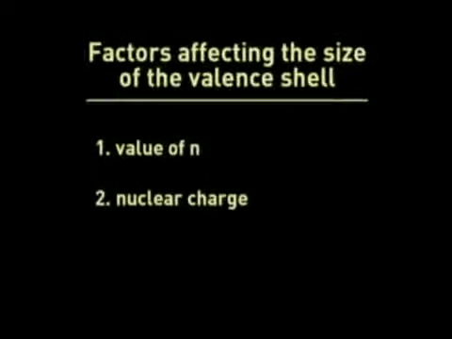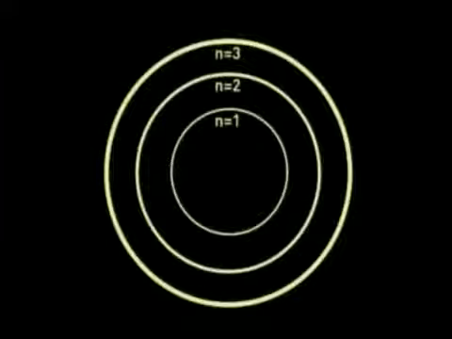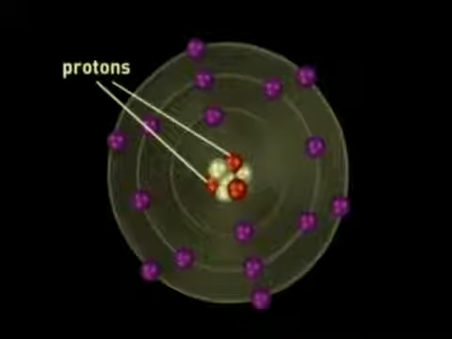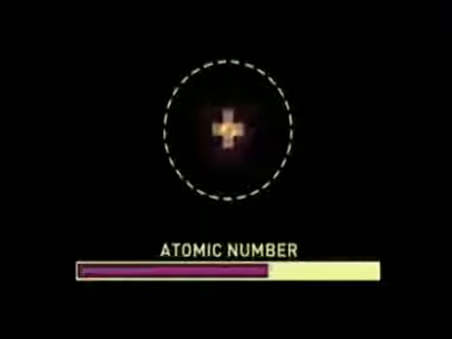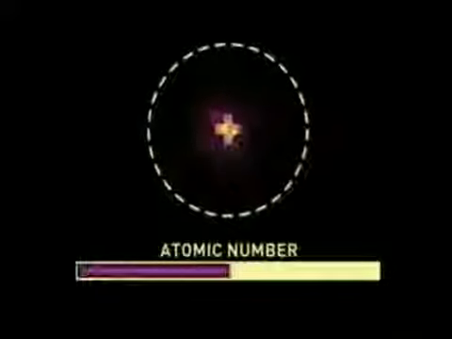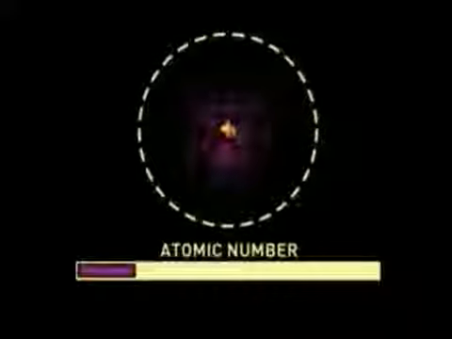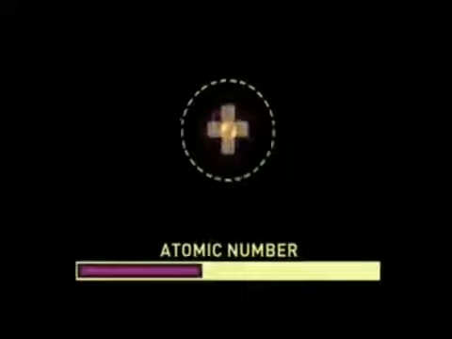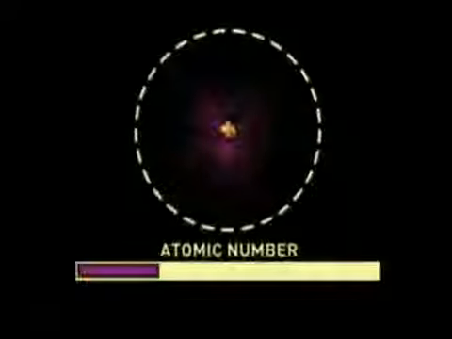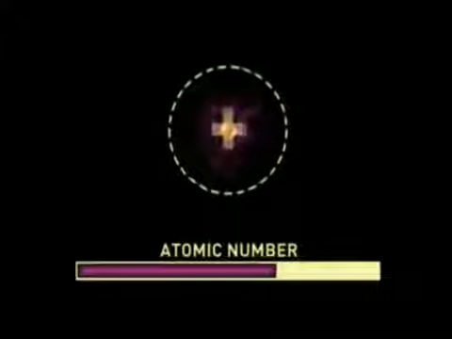Nuclear charge also has a strong effect on the size of the valence shell. We know that protons are the positively charged particles in the nucleus, so the more protons, the higher the positive charge. And we also know that the atomic number equals the number of protons in an atom. So essentially, the atomic number is a measure of the positive charge on the nucleus. A higher positive charge on the nucleus will pull the negatively charged valence electrons inwards, shrinking the valence shell.